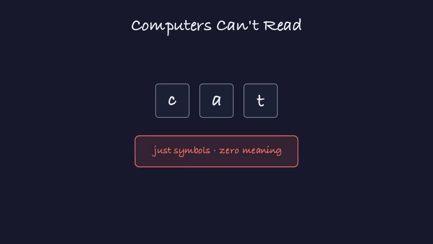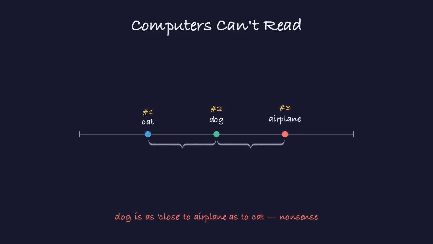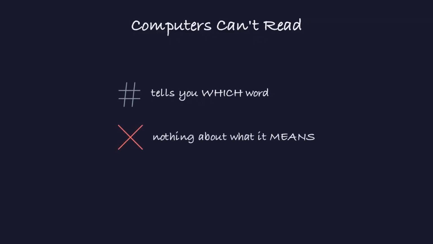Here's the core problem. To a computer, the word cat is just 3 symbols. It carries 0 meaning. Obvious fix, you say, give every word a number. Cat is 1, dog is 2. But that breaks instantly. If cat is 1 and dog is 2, then dog and the word you numbered 3, say airplane, look equally close to a dog. Nonsense. A plain ID number tells you which word it is, but nothing about what it means.